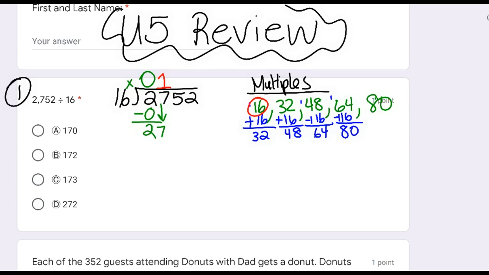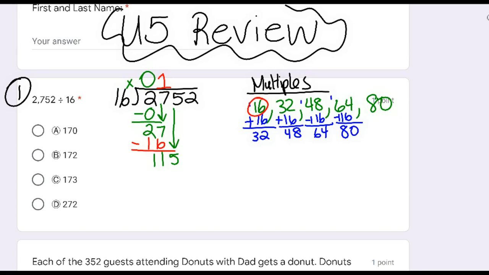And 1 times 16 equals 16. I will subtract that out. 7 minus 6 equals 1. And then 2 minus 1 equals 1. All right, now my next step, anytime that I'm subtracting, the next step is to bring down the next number. So now I have 115.